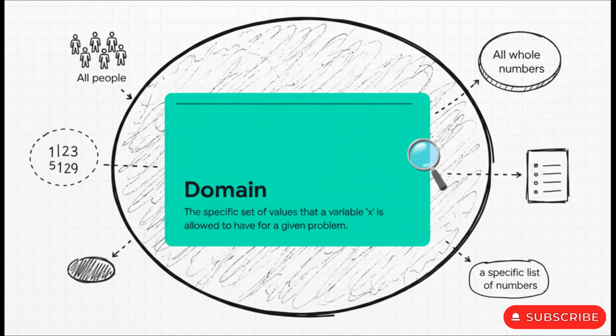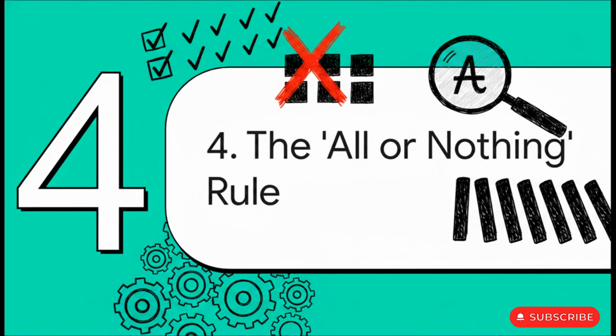But wait, before we can let these guys loose, there is one super important rule we have to follow. We have to define the universe of possible values for x. This set of allowed values is called the domain. It's basically us setting the boundaries for our test, saying, hey, you're only allowed to play with the numbers in this sandbox.